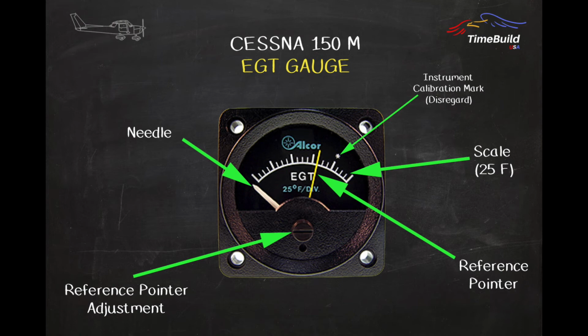Once in cruise, as you begin to lean the mixture from an overly rich state, the exhaust gas temperatures will rise due to a more properly balanced fuel-air ratio. At some point, the EGT indication will reach a maximum deflection, or peak, after which continued leaning will result in a reversal and a cooling of EGT gases.